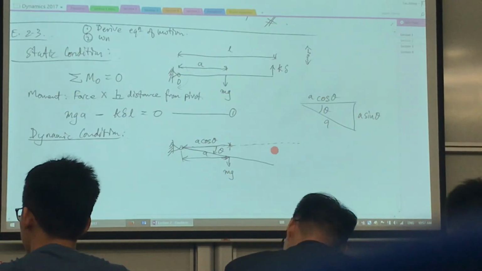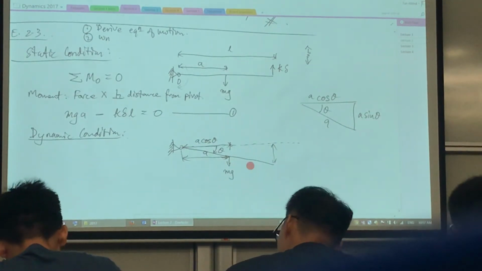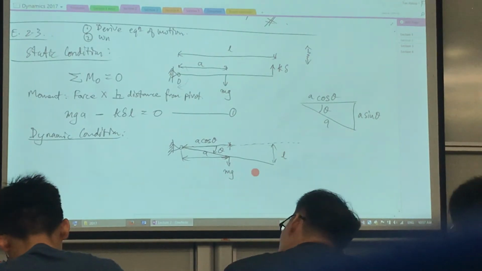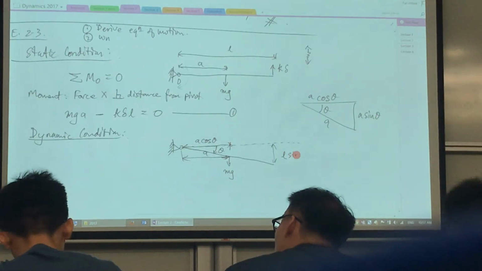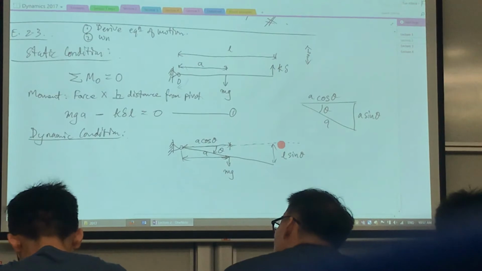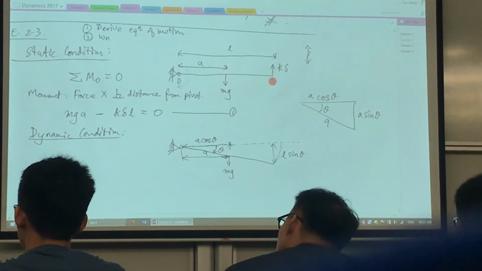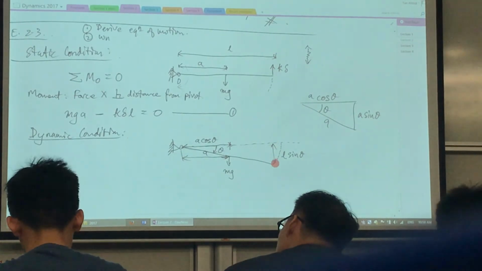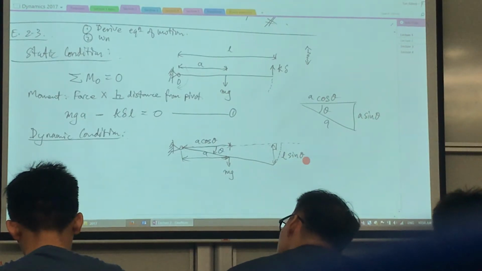So the same is going to go for this distance over here. The same larger triangle. That will be not A but L, because that's the entire length of it. L sine theta. Right, that's the displacement. That means it rotated from here to here, kind of swinging downward that way. And that perpendicular distance is L sine theta.